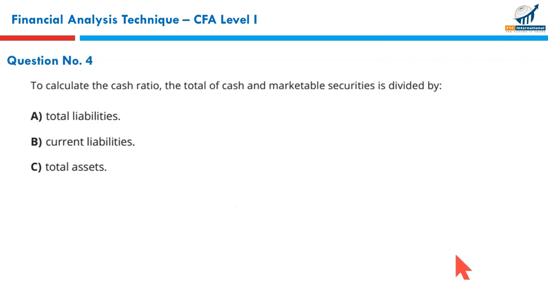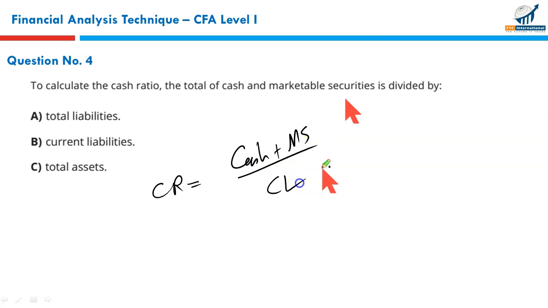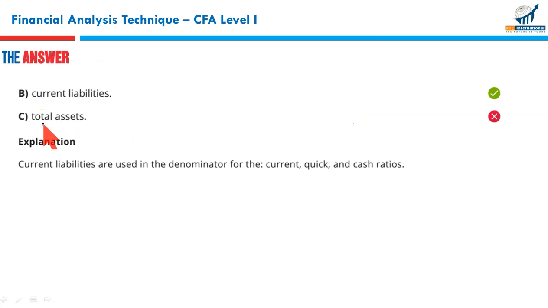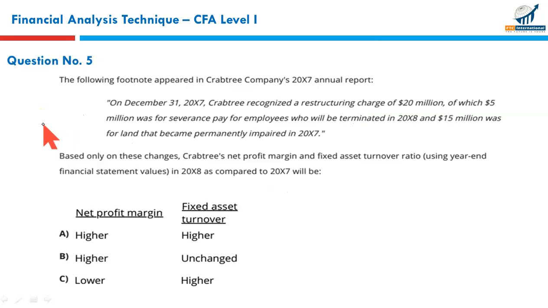Next, to calculate the cash ratio, the total cash and marketable securities. The formula we use to calculate the cash ratio is cash plus marketable securities upon current liabilities. So to calculate the cash ratio, the total cash and marketable securities is divided by what? Current liabilities. Simple description of the formula that makes B the correct option, and B it is. Here we go.